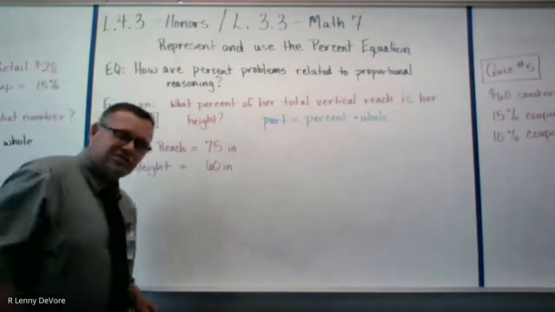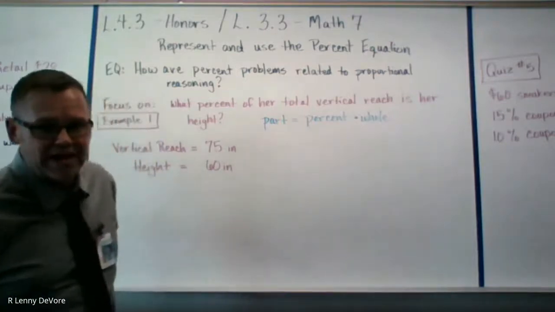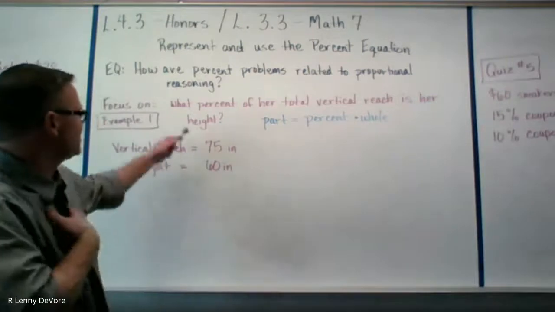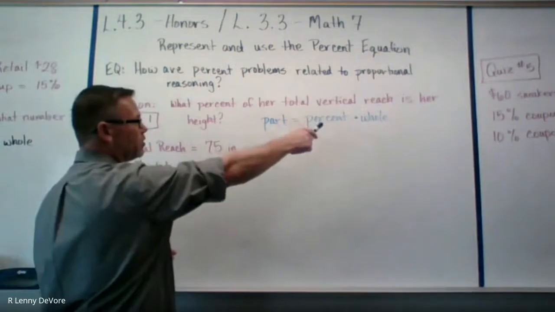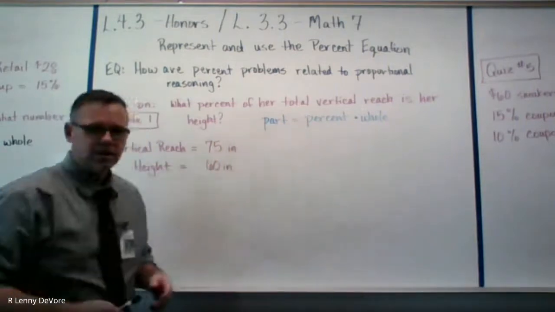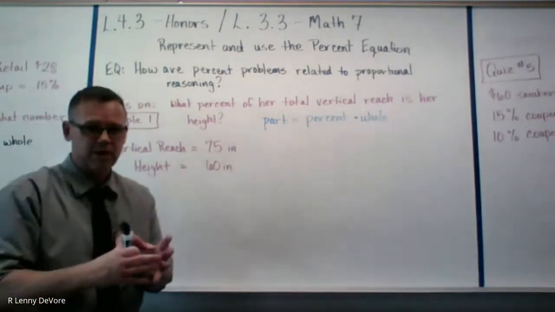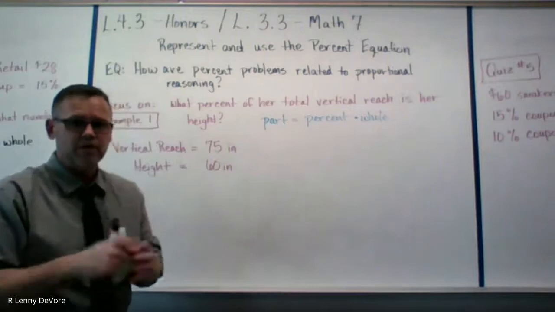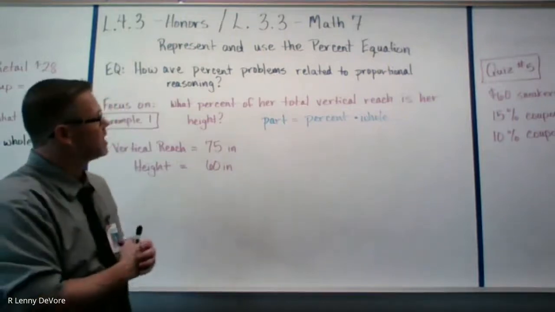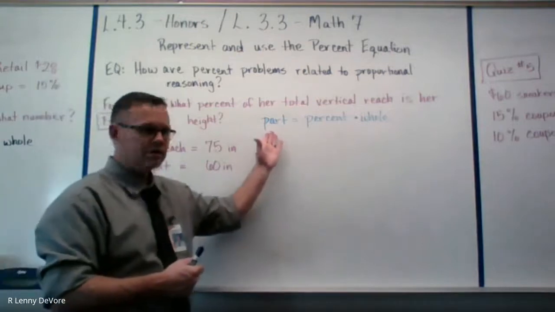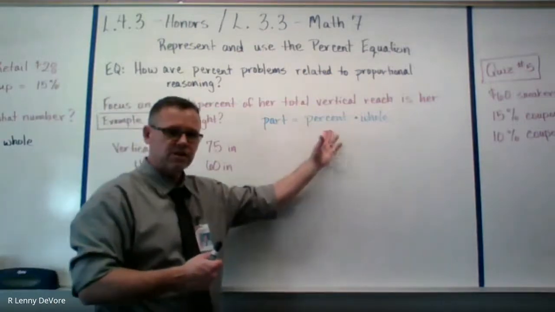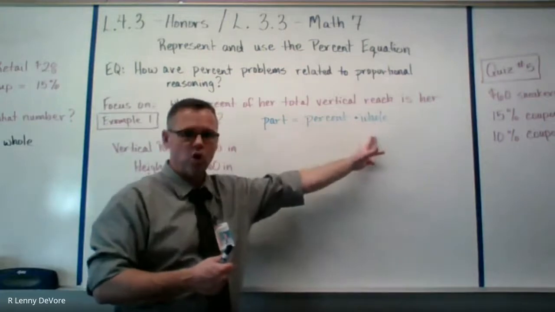Okay, so they actually say this. This is where I get my thing. It says in the question on the example, what percent of her total vertical reach is her height? That is the perfect sentence for me, and I'm going to show you why. But the equation that they're saying to represent percent is to use this. It's part equals percent multiplied by whole.